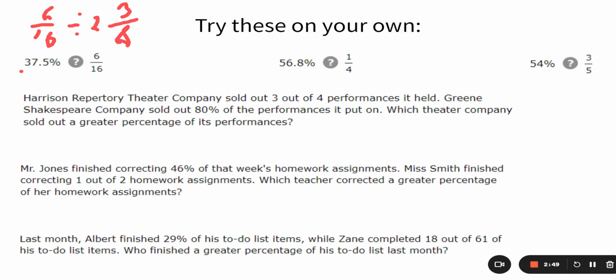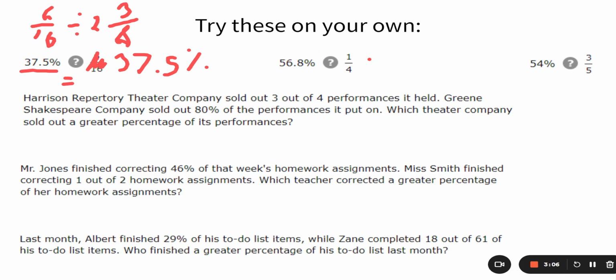So now let's go back over here. I'm comparing 37.5% to this, which I just discovered is also 37.5%. So what symbol would be appropriate here? The equal symbol is the one that would be appropriate. All right, next up.